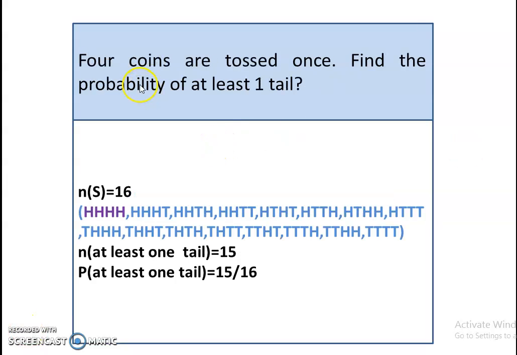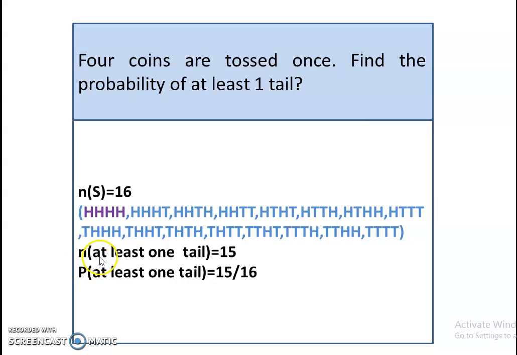Next question, we have 4 coins are tossed once. Now in this case we have 4 coins. Find the probability of at least 1 tail. Now in case of 4 coins, possible outcomes will be 2 to the power 4 and that is 16. So the number of sample space will be 16. Here you can see the possible outcomes. We can have 4 heads, we can have triple head, then tail and so on, right? So in this manner we can have 16 outcomes.